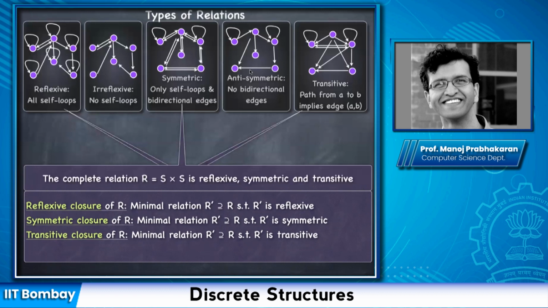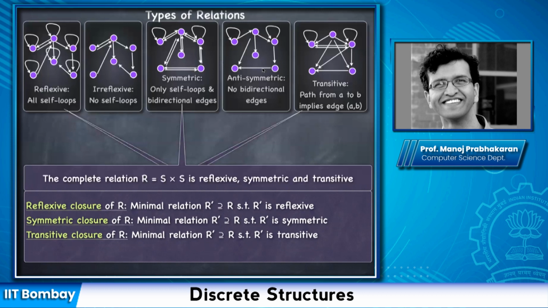And again, the edges you added are all necessarily there, they have to be there in any relation R prime containing R which is symmetric, right? And what you end up with after you make all these unidirectional edges bidirectional is a symmetric relation. So that is the symmetric closure of R.